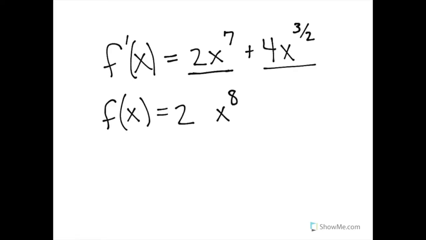Now somehow I need a fraction that's going to cancel that 8 dropping down in front. So I'm going to put a 1/8 there. And so in our simplified version of f of x, it's actually going to end up looking like 1/4 x to the 8th for that first part. Now let's look at the second part. Again, I'm going to follow the same structure. I'm going to write a 4 out front.